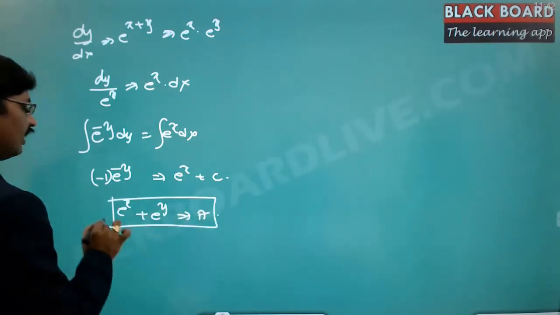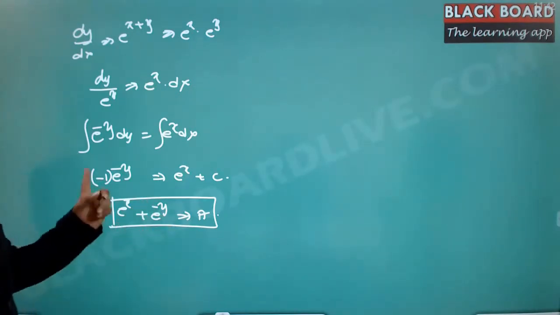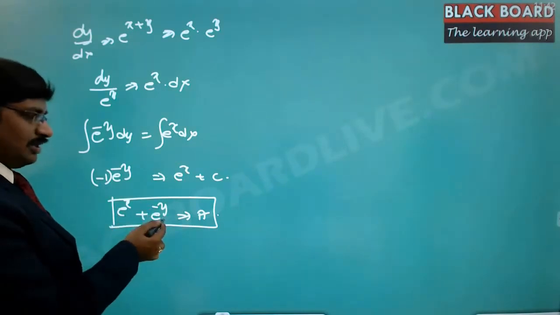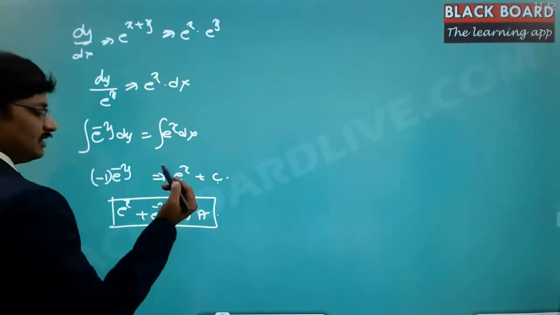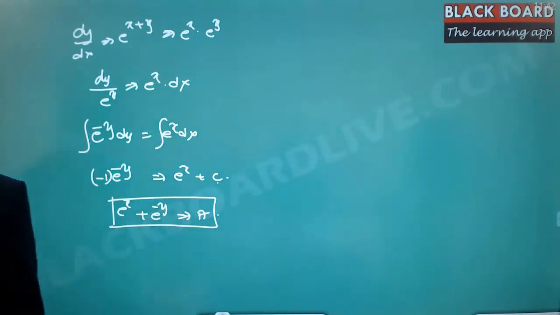So this is still valid. I am bringing the minus e power minus y to this side, so that it will be e power x plus e power minus y. This c I am bringing to this side, which is minus c. Minus c I am replacing with a. So this a is the arbitrary constant now. Got it?